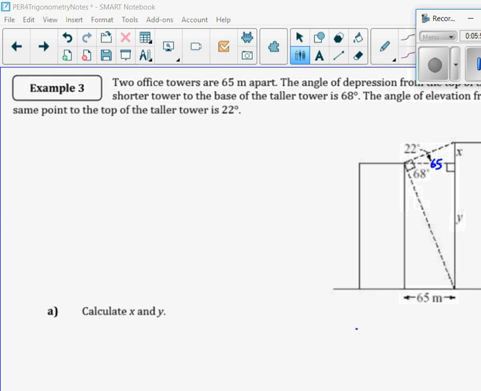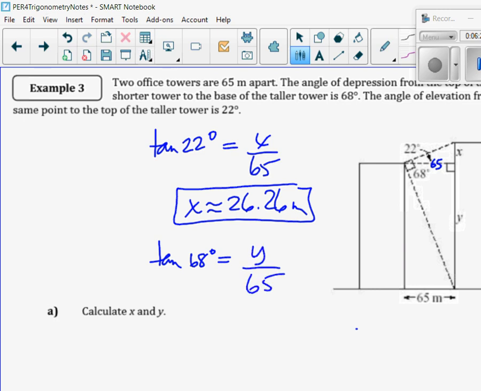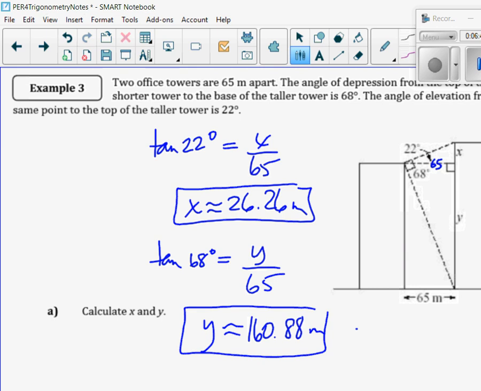Okay, so this is tan. So tan 22 degrees is equal to x divided by 65. So x is approximately, it said 2 decimal places, right? So tan 22 times 65, 26.26 meters. So you're getting the 1 mark for that. Then we're going to go tan of 68 degrees is equal to the opposite, which is y divided by 65 again. So y is approximately 160.88 meters. So then the height is going to be the two added together, right? So 160.88 plus 26.26, 187.14 meters. Okay, do we have any questions on that?